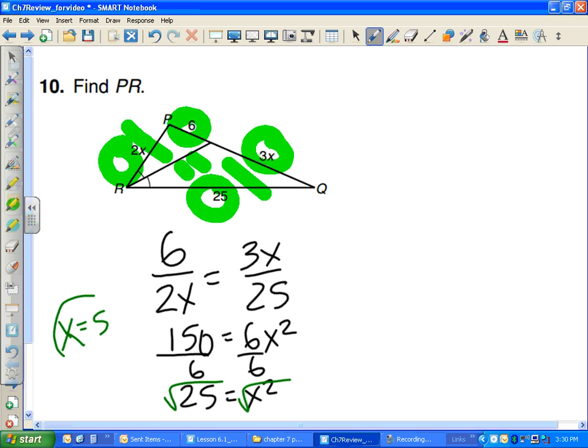Now I want you to take this x, and guess what? That's not an answer, because you want to know what that is. 2 times 5 is 10. That's your answer. PR equals 10.